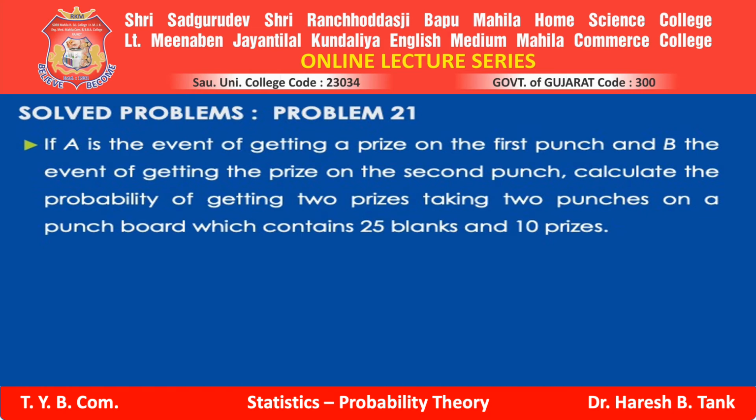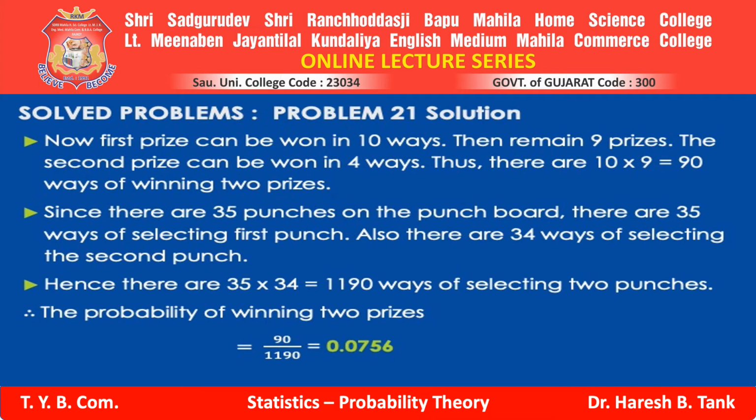First of all, try to understand the question itself. On a punch board, there are 25 blanks and 10 prizes, right? Just think of it. And 2 punches on a punch board is to be taken care of. The first prize can be won in 10 ways, then remaining 9 prizes. So the second prize can be won in 9 ways. There is a mistake here. It is not 4, it is 9. Thus, there are 10 multiplied by 9, 90 ways of winning 2 prizes.